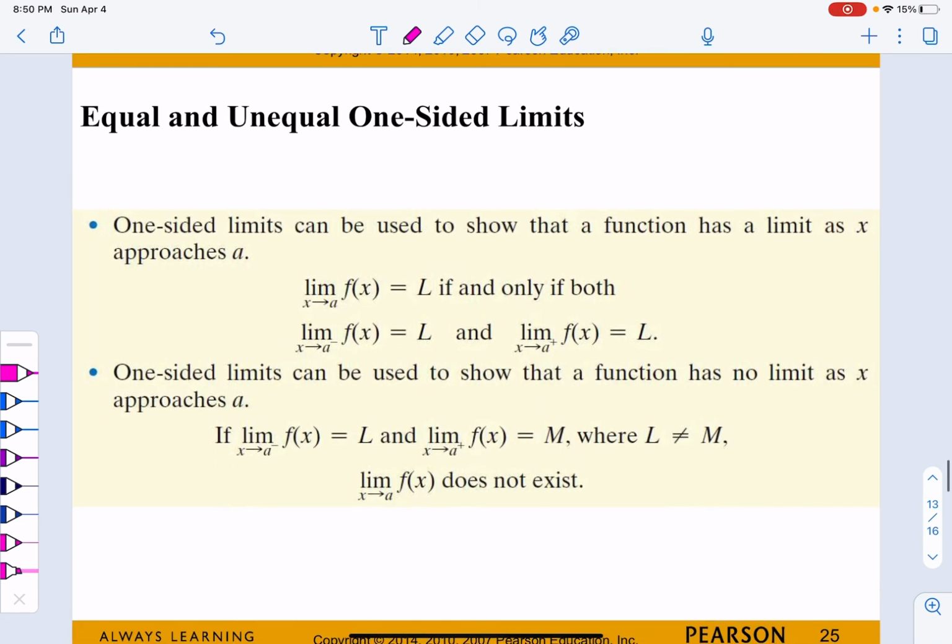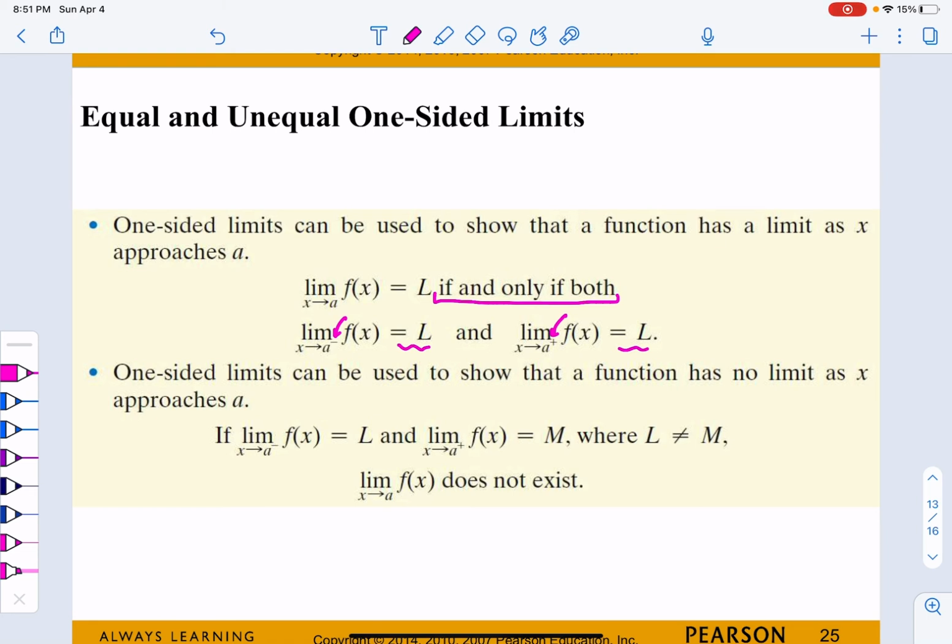So there are equal and unequal one-sided limits. One-sided limits can be used to show that a function has a limit as x approaches a. So it says the limit as x approaches a of f of x is equal to L if and only if, kind of all the way back to some geometry, talking about some reasoning skills, if and only if the limit as x approaches a from the left is equal to L, and the limit as x approaches a from the right is equal to L. If they're both equal to the same value, then the limit is equal to L, whatever that number is.